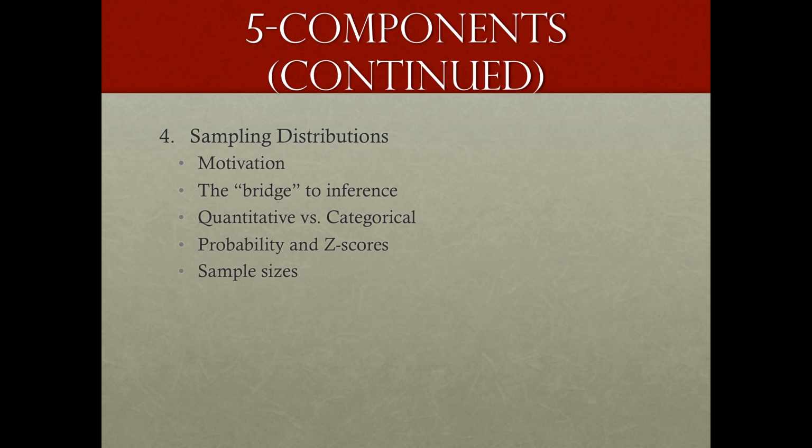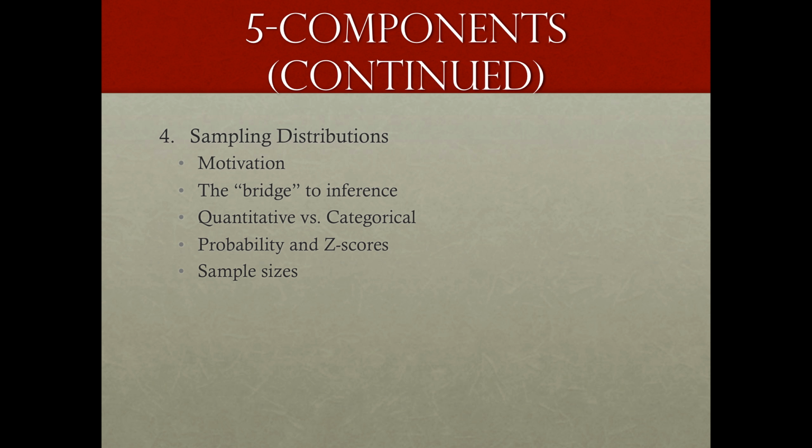Sampling distributions just tell you if we were able to dive into a population and take out every possible sample, how would these things behave? Where would they be centered? What would the distribution look like? How would we explain the variation? How would we explain the variability? Well, we're going to do this again as a bridge to inference. We're going to look at sampling distributions for quantitative and categorical data and get into all kinds of cool problems related to sampling distributions.